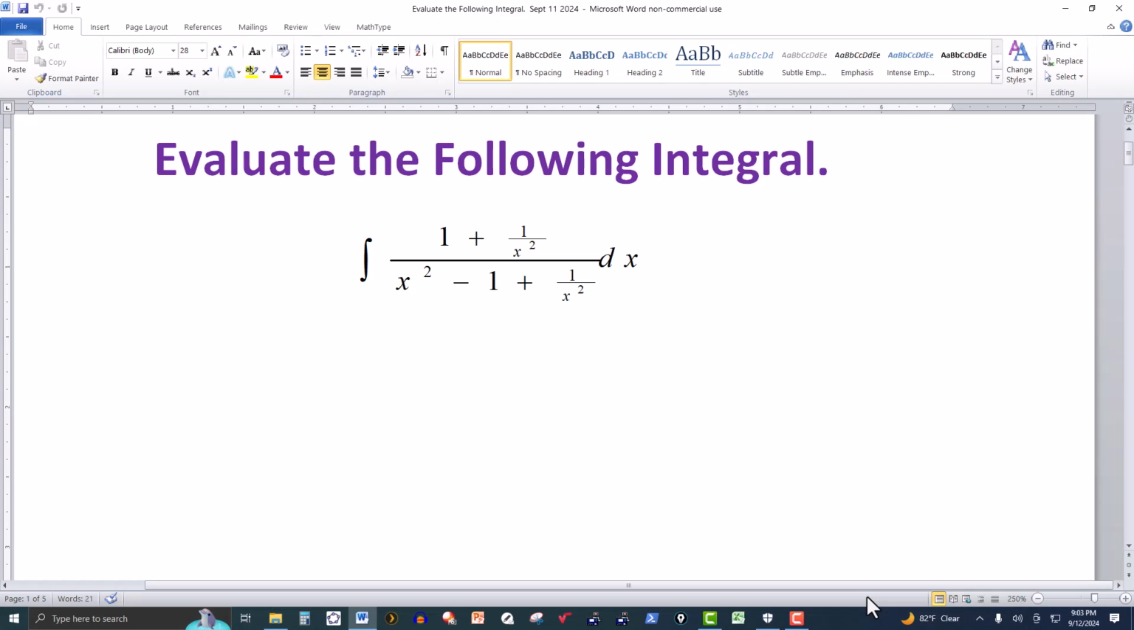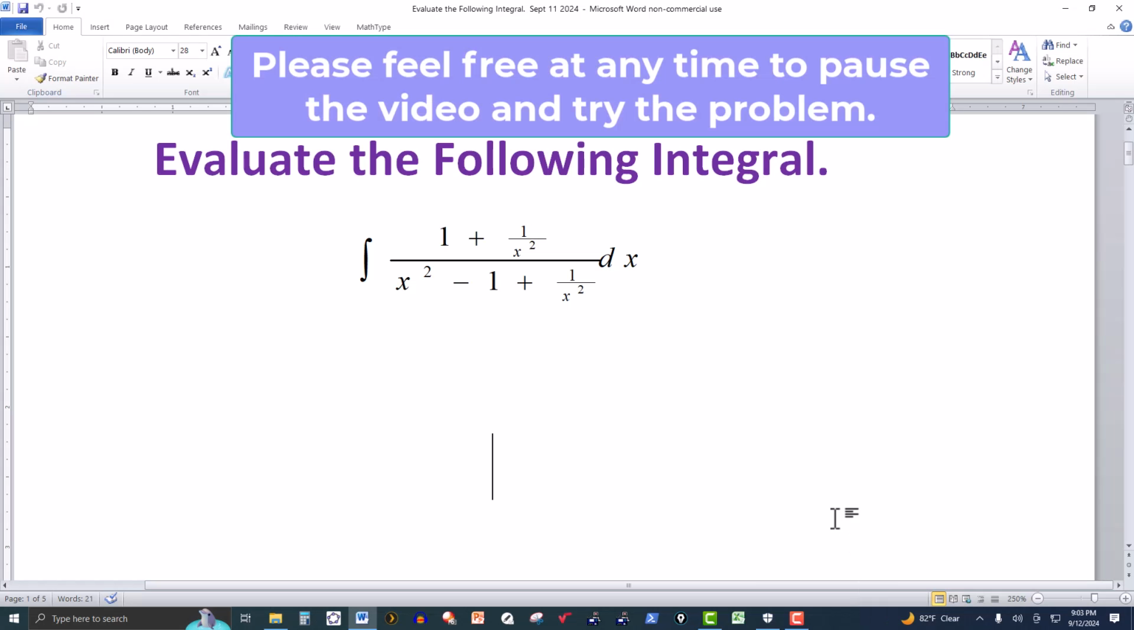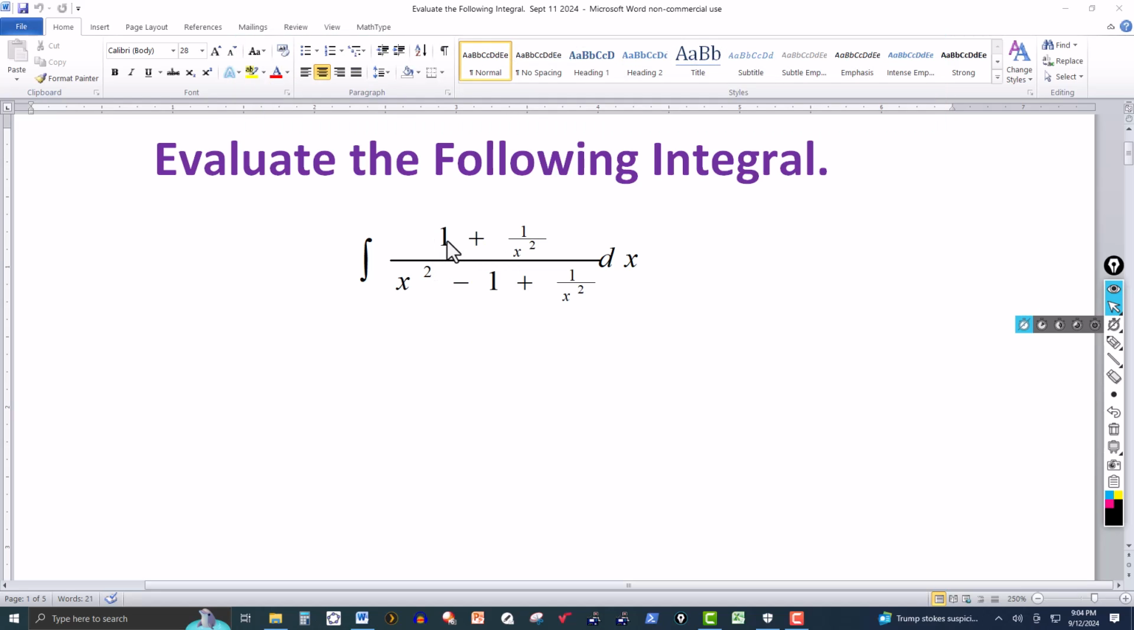In this video, we want to evaluate the integral of (1 plus 1 over x squared) all over (x minus 1 plus 1 over x squared). Now we could simplify or rewrite the integral by multiplying the numerator and denominator by x squared. We get an x squared plus 1 in the numerator, x to the fourth minus x squared plus 1.